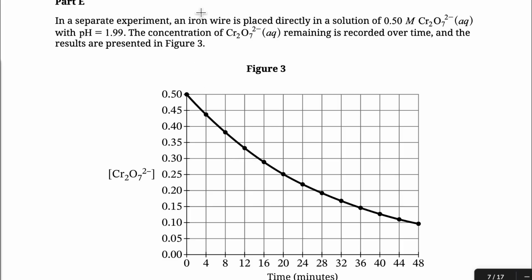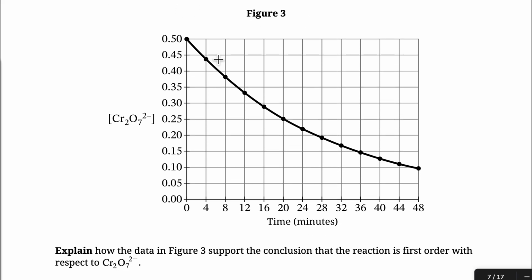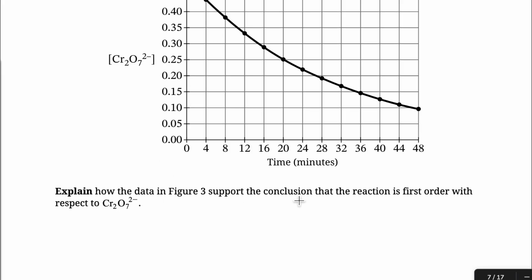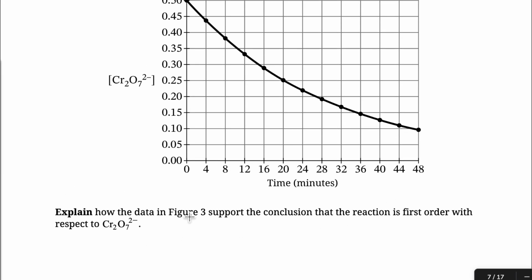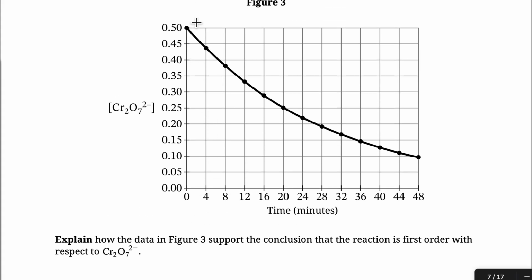Part E says in a separate experiment, an iron wire is placed directly in a solution of 0.50 molar of this with pH 1.99. The concentration remained as recorded over time, and the results are presented in figure 3. Explain how the data support the conclusion that the reaction is first order with respect to Cr2O7 2-. So the number one property of a first order reaction is that it has a stable half-life.